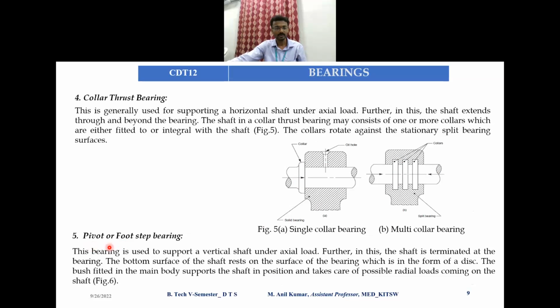Another example is the pivot or footstep bearing. This bearing is used to support vertical shafts. It will take the radial loads. The bush may be fitted into the main body sometimes.